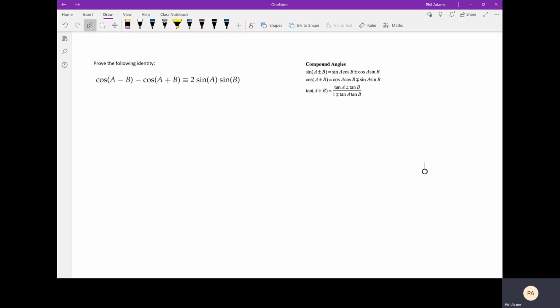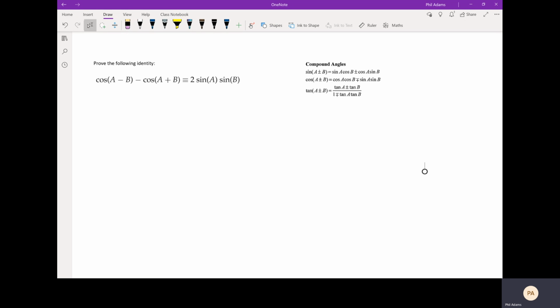Okay, so in this third compound angle video, I'm just going to show you how you might use one of those identities, or one of these rules, in proving an identity. So you can see a question might look something like this here. We've got to prove this identity, that cosine of a minus b minus cosine of a plus b is always going to be equal to 2 sine a sine b. So we have to prove that.